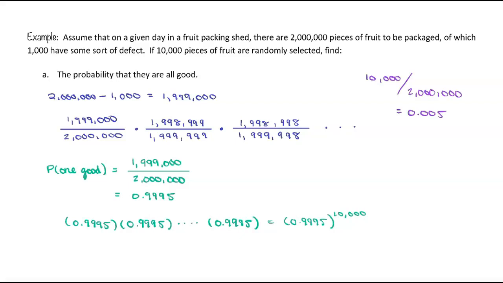And putting that into our calculator, we find that the probability of pulling 10,000 pieces of good fruit is 0.0067. Treating these events as dependent, the calculations would have taken us a very long time. But by treating them as independent, we were able to do the calculations much quicker.